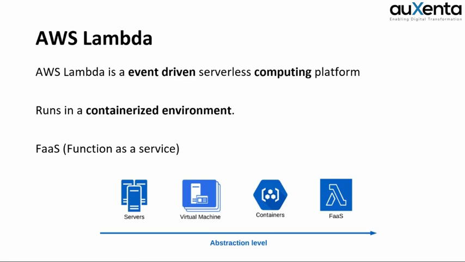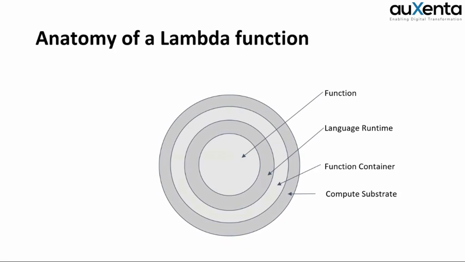In function as a service, you just have to worry about the function you are going to write and the best practice to write and implement it. That's Lambda. Now let's see the anatomy of Lambda functions. First, we have the compute substrate.